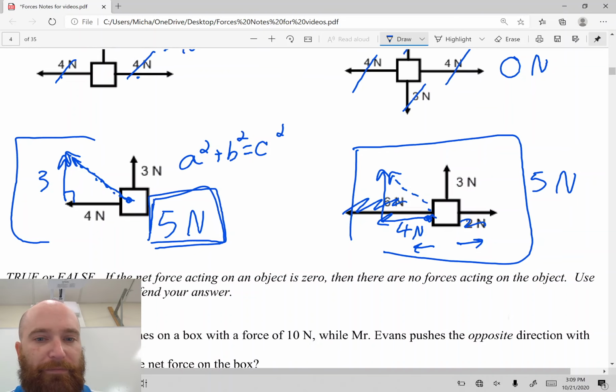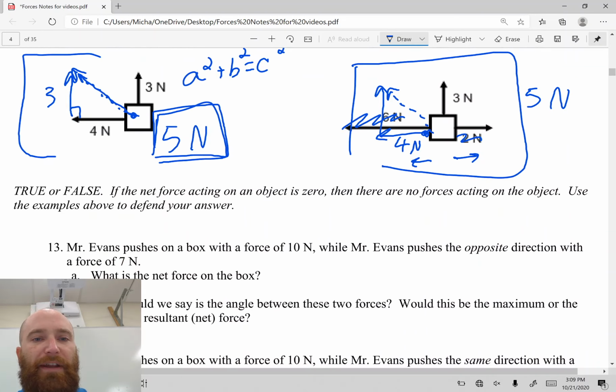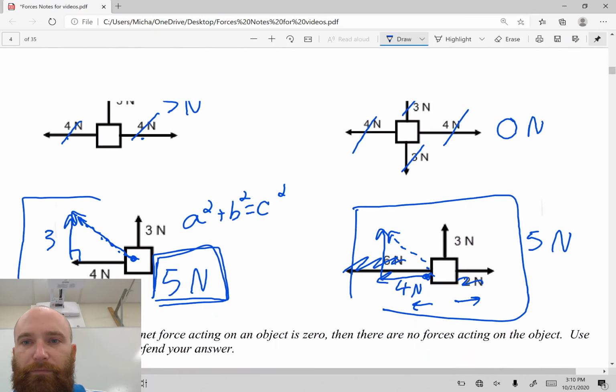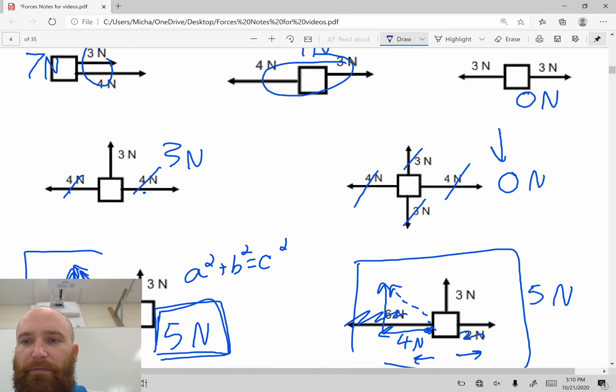All right. So, true or false? If the net force acting on an object is 0, then there are no forces acting on the object. I think this is false. There are 2 examples of that. There was this guy right here, and this guy right here. They're both examples where there are multiple forces acting on the objects. There are things pushing it and pulling it in all directions, but they all cancel out for a net force of 0.